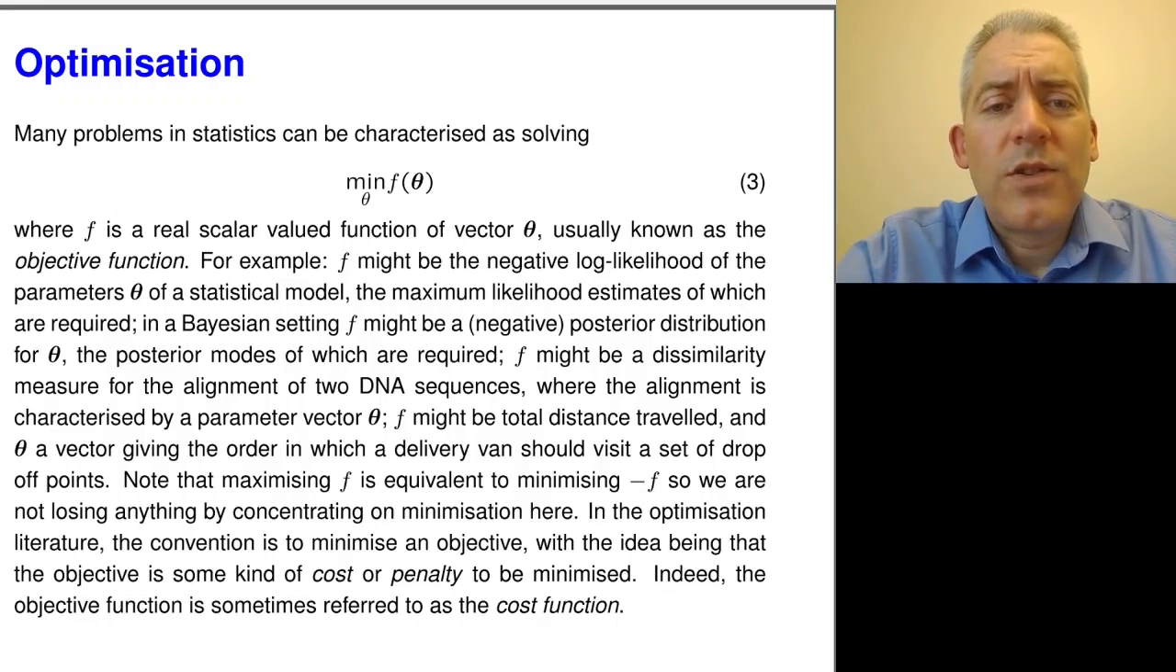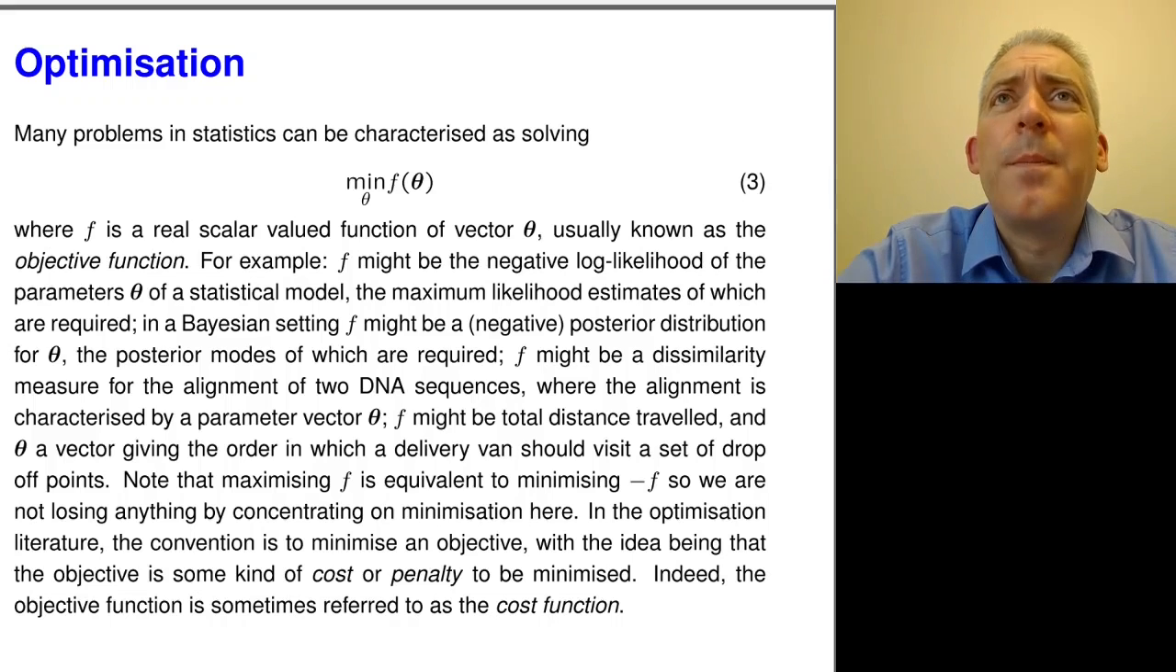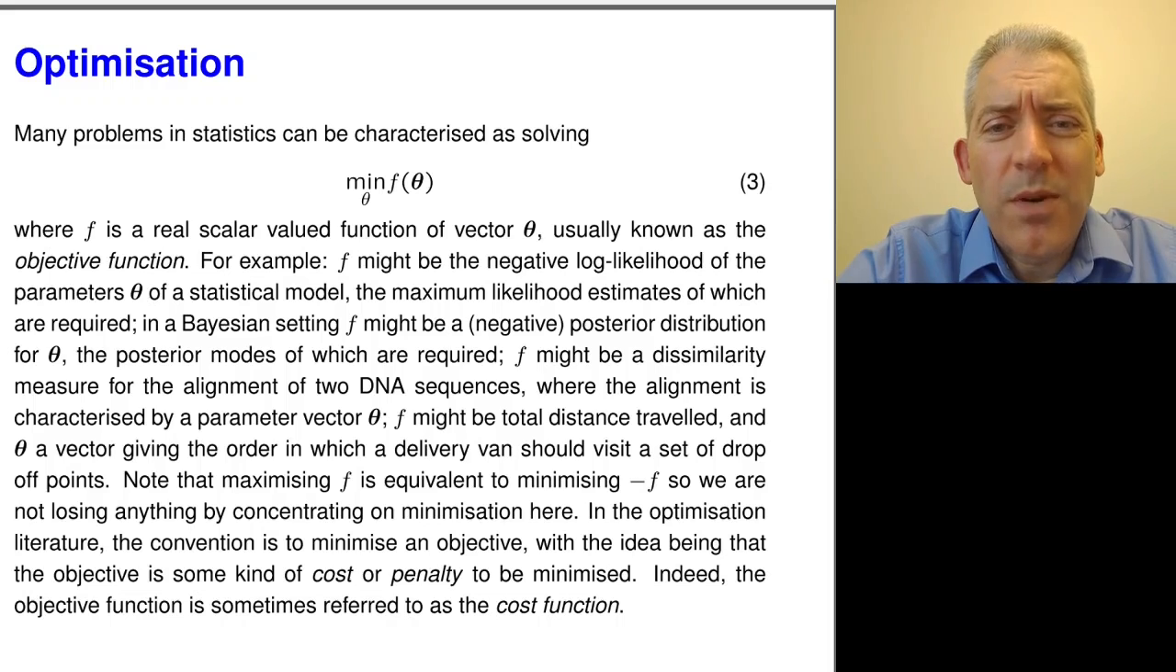Okay, so in chapter 3, we're going to look at the problem of optimization. Optimization crops up a lot in statistical contexts. In particular, many estimation problems of one form or another can be set up as optimization problems. So typically, these sorts of problems are set up as minimization problems.